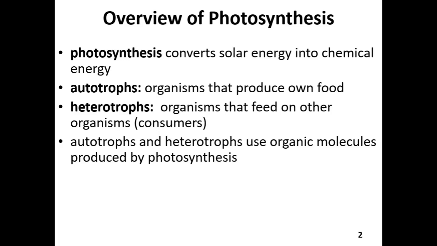So photosynthesis is the ability to take in solar energy and convert it into food energy, like carbohydrates. Organisms that do this are called autotrophic organisms, and organisms that can't do this are called heterotrophs, and they typically feed on those autotrophs. So autotrophs are producers and heterotrophs are consumers. We are heterotrophs.